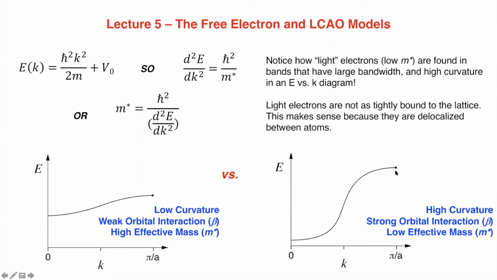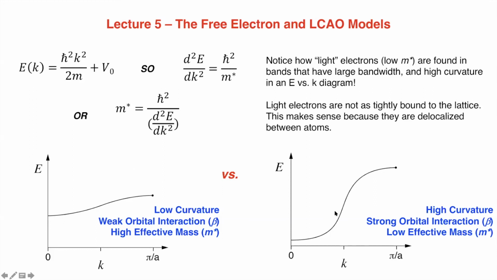In an electronic band like this, the electrons that are in it have a weak interaction with the lattice and large kinetic energy. Okay, so you can look at an E versus K diagram and say, all right, strong orbital interactions here, weak orbital interactions here. And these electrons then are much more likely to be stuck to the lattice, resting in the potential wells that each nucleus provides to that electron. And so they have a low effective mass, low kinetic energy.